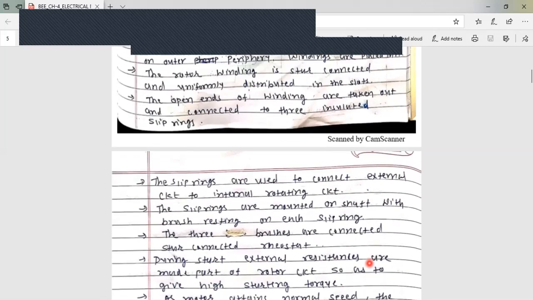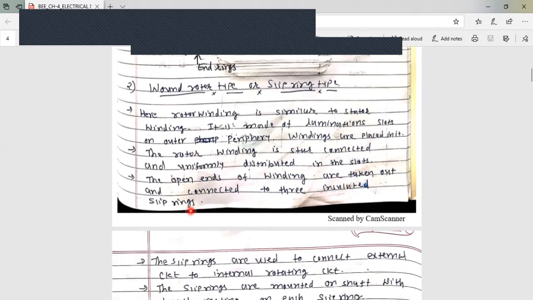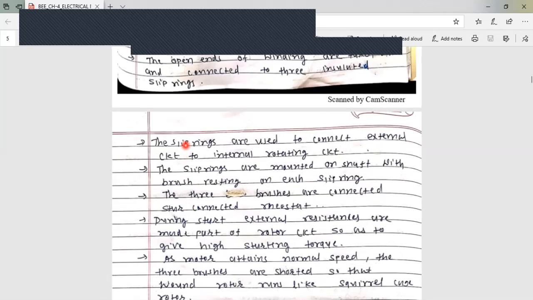Now, here the rotor winding is star connected, uniformly distributed in slots. Open ends of the winding are taken out and connected to three insulated slip rings. As we have seen in the figure, there are three slip rings and three brushes. What is the function of slip rings? Slip rings are used to connect the external circuit to the internal rotating circuit. These slip rings are not present in the above type of rotor, the squirrel cage type rotor.